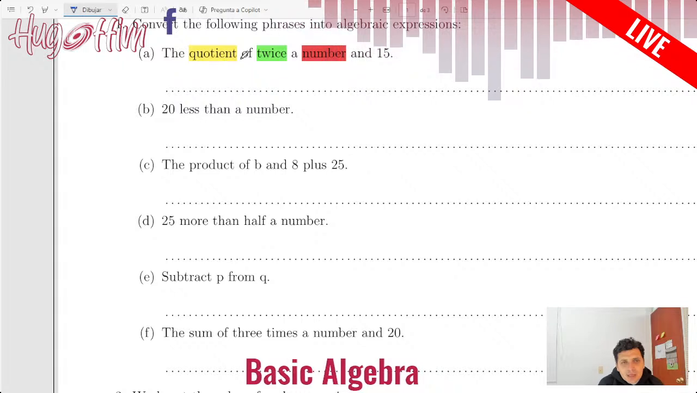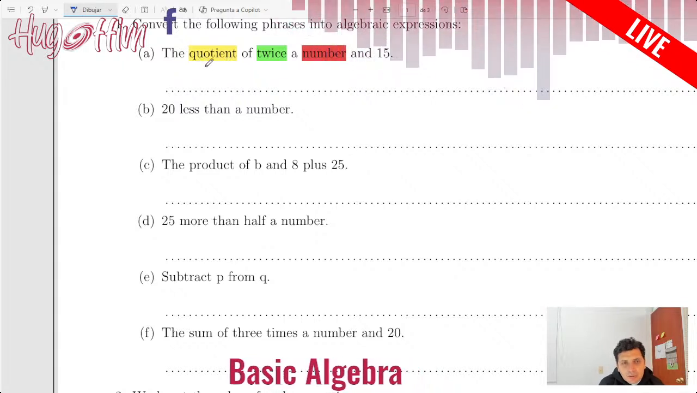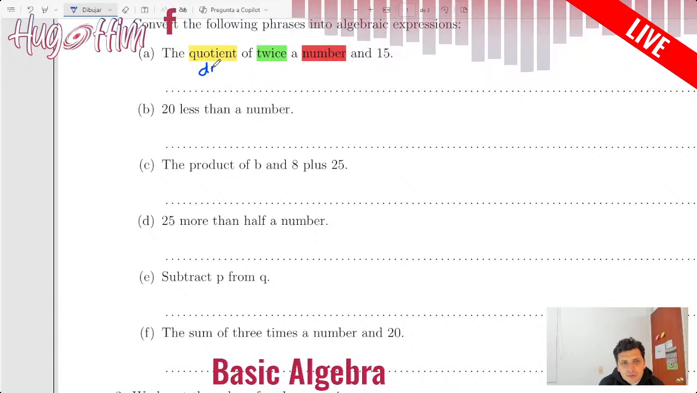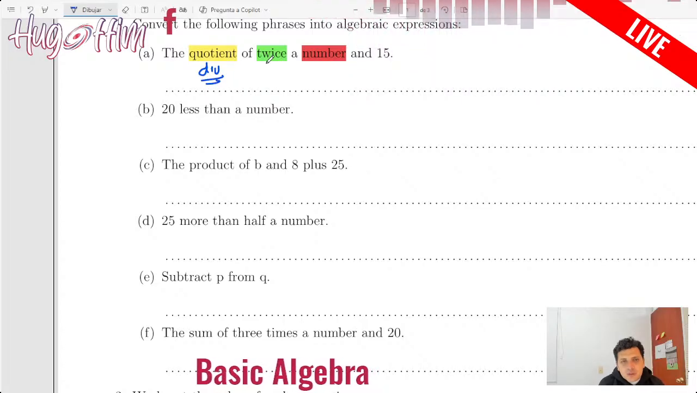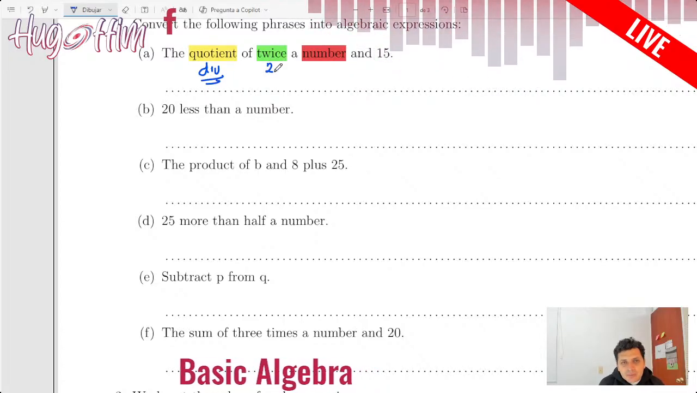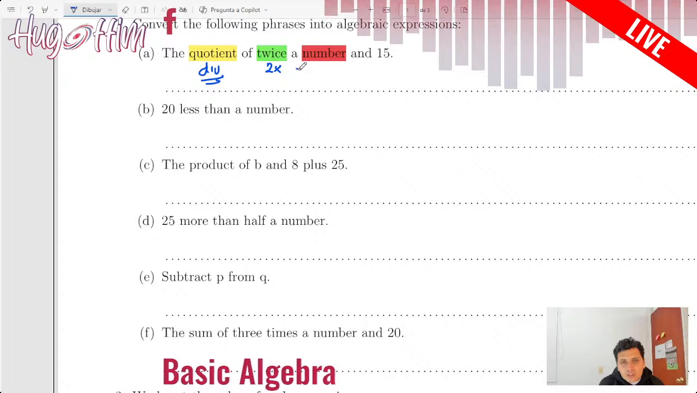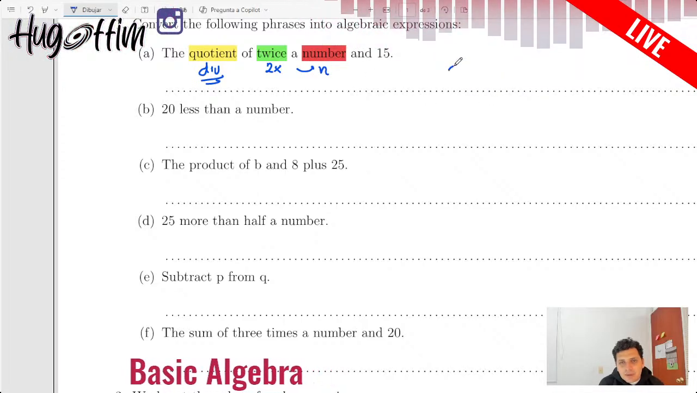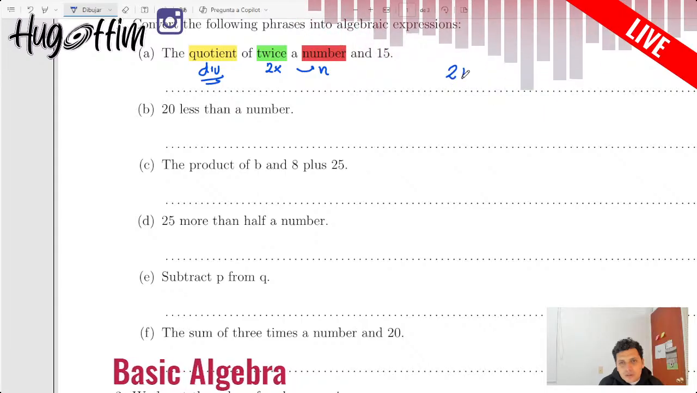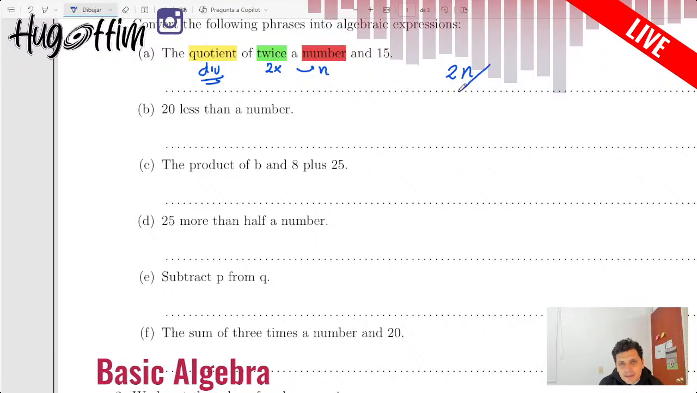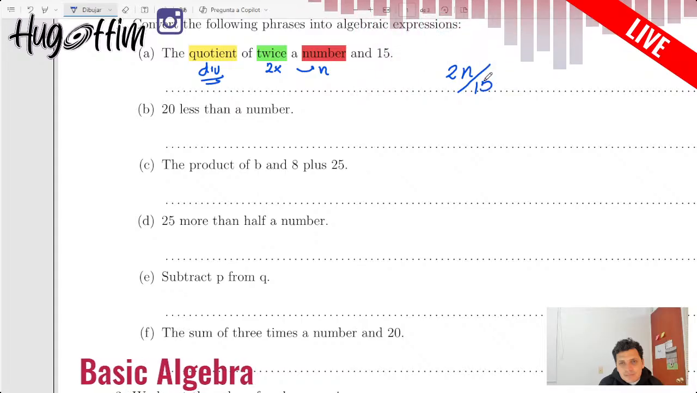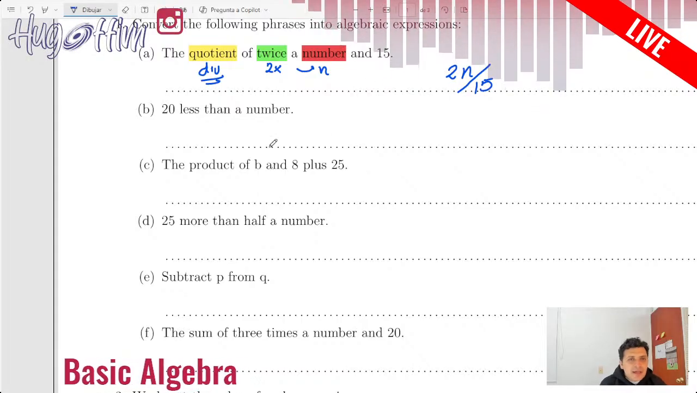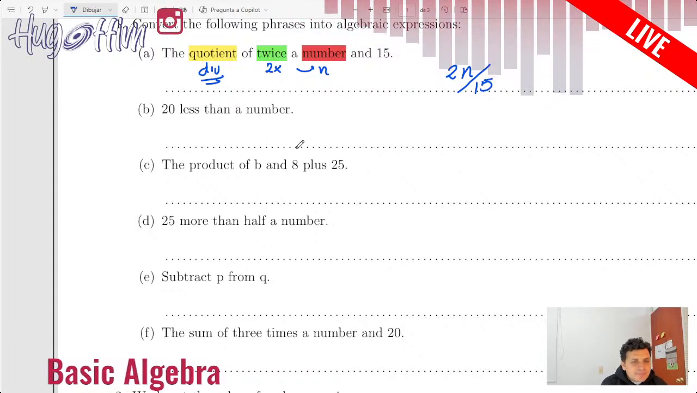So essentially the quotient is division, so it means that I have to divide. Twice means two times. But two times what? Two times a number. So basically what I have to do is twice the number, two times the number n, divided by 15. This is the quotient of 2n, of twice a number, and 15.